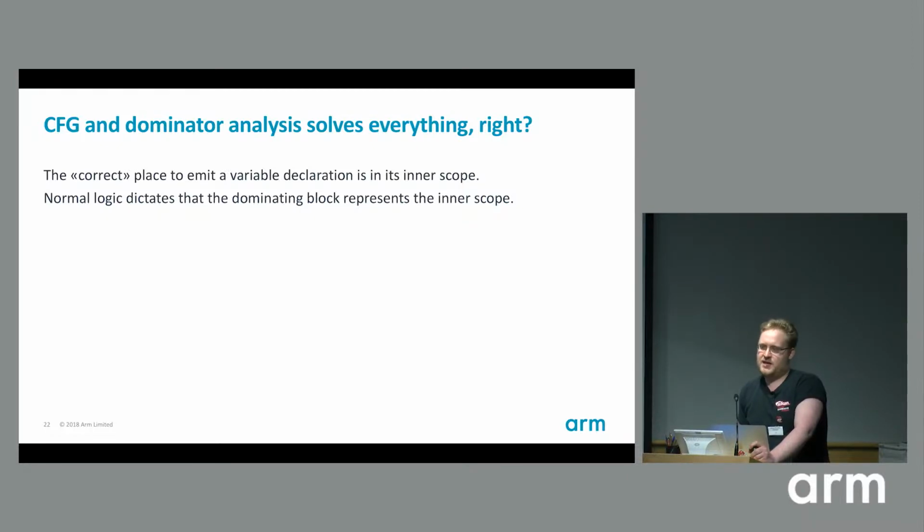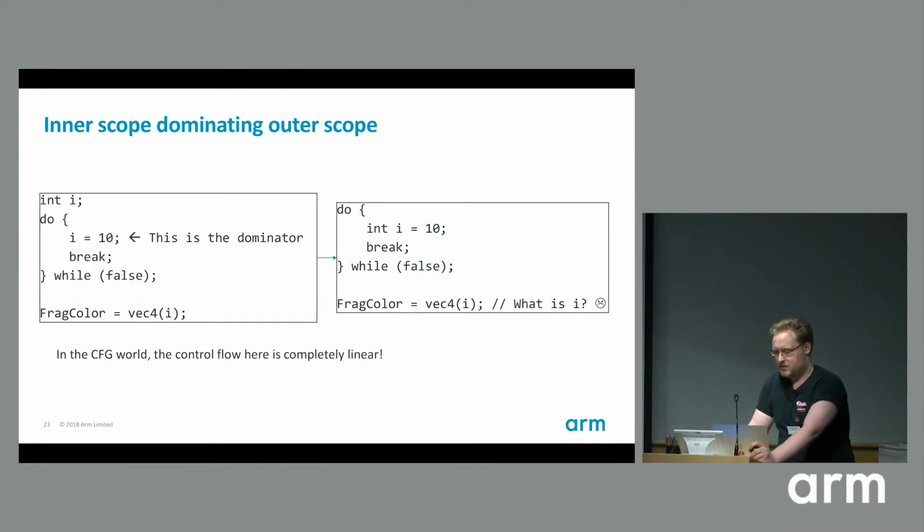So you would think that having dominance analysis and a CFG in place would solve this problem, by checking where the dominating block is and putting the declaration there. But it actually doesn't. If you've used SPIR-V opt and then SPIRV-Cross, you will see this pattern a lot where you have a weird do-while block. You do something and you break out of it. This comes from inlining. But the weird thing is, if you do this analysis, the dominating block is inside the loop.